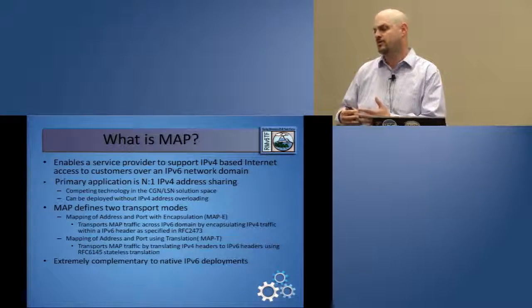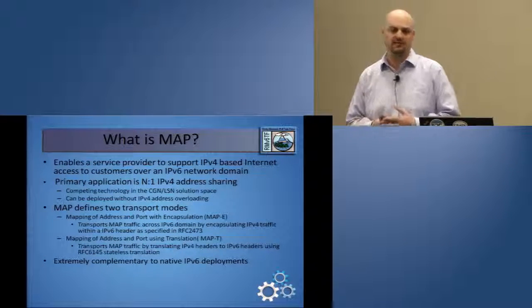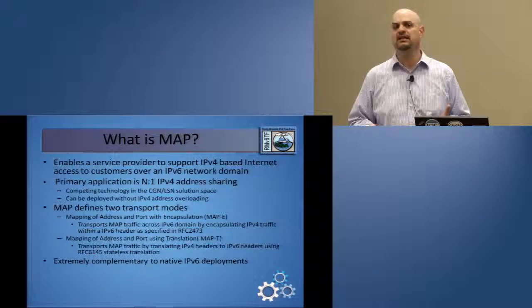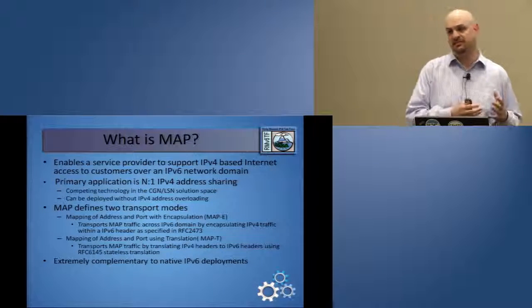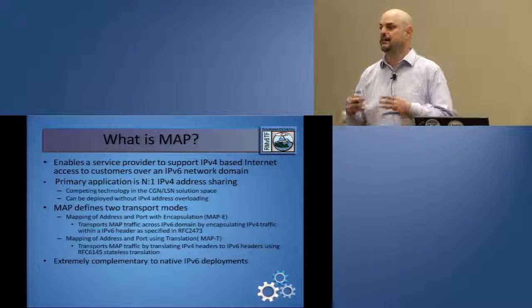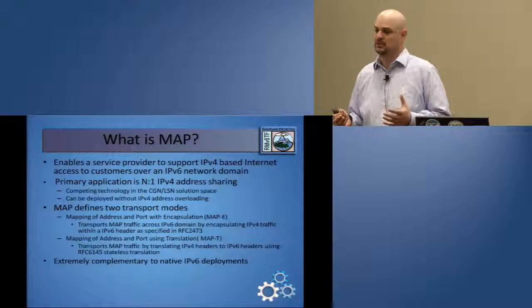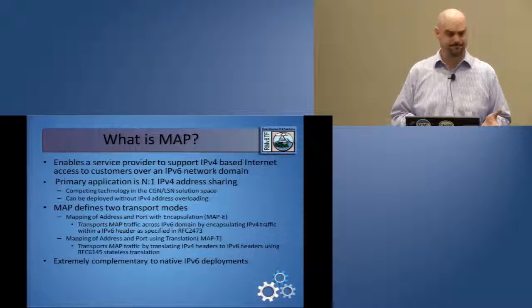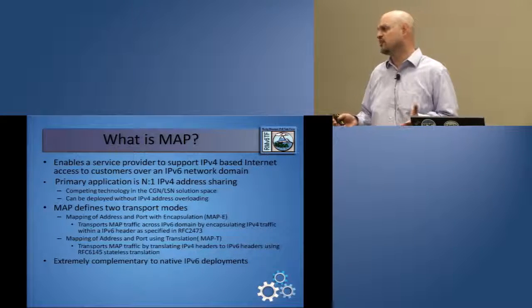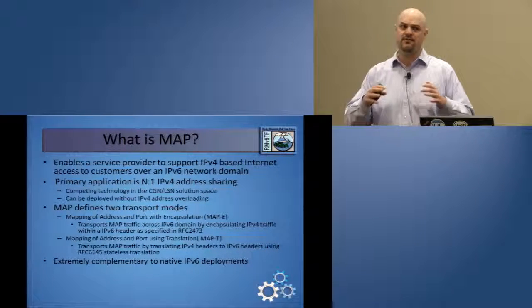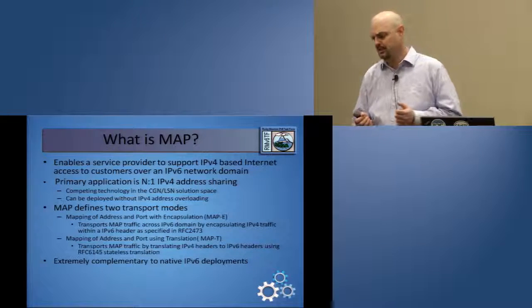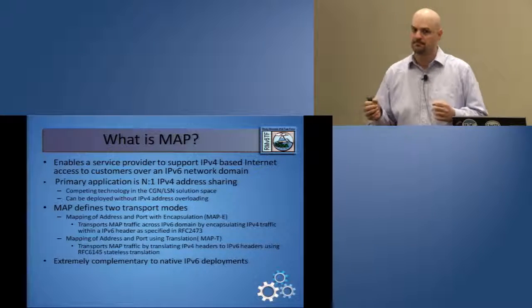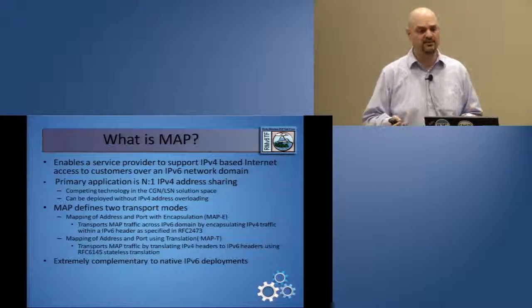How we get across the IPv6 network is defined by two transport modes in MAP. You've got MAP-E, where we take the IPv4 traffic and we encapsulate it in an IPv6 header. The other transport mode is MAP-T, which is mapping of address and port using translation. So rather than encapsulating the traffic in IPv6, you take the IPv4 header and you translate it to an IPv6 header.